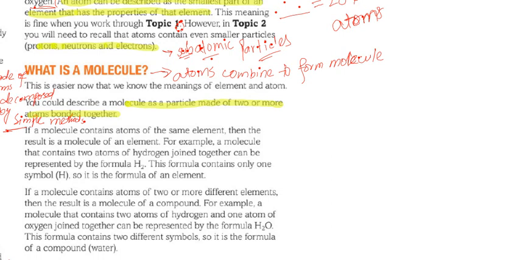What is its example? Hydrogen is a molecule. It has two atoms of hydrogen. Oxygen is a molecule. If a molecule contains atoms of the same element, then the result is a molecule of an element. We can also call it a homoatomic molecule. You can ask me, sir, what is homo?